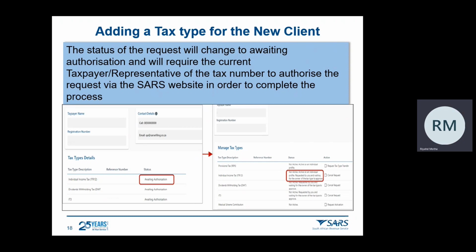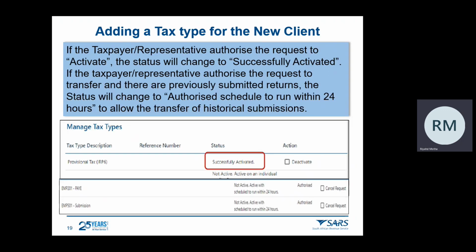Please make sure that it is activated on the SARS system that this is the correct representative or public officer. Otherwise, the transaction will not go through. So once you've done that, you can then say Continue. If the taxpayer or the representative authorizes the request to activate, the status will now change to Successfully Activated.